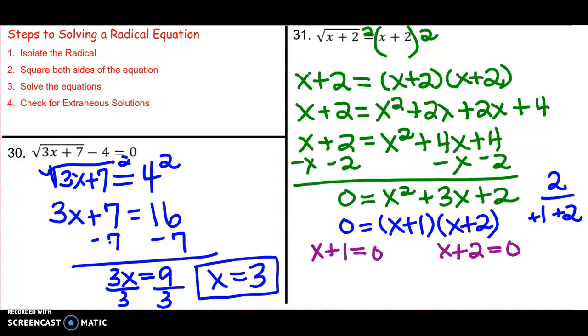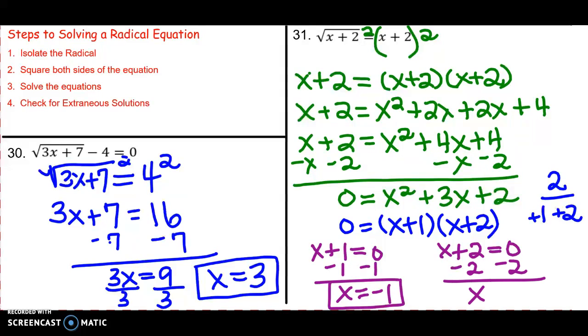And now we're going to solve each of those equations. Subtract 1 on each side, and we get a solution of x equals negative 1. I've done this review sheet already and plugged that into the original problem and checked it, and it worked. You can go ahead and do that on your own time. Same with this second solution. We subtract 2 on both sides, and we're left with x equals negative 2. Two solutions to this problem.